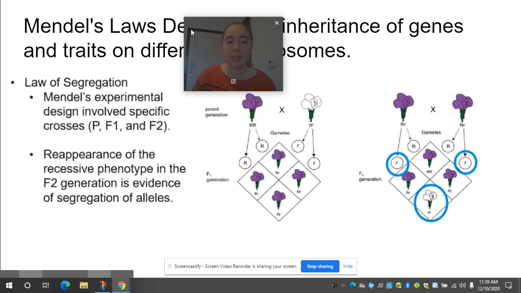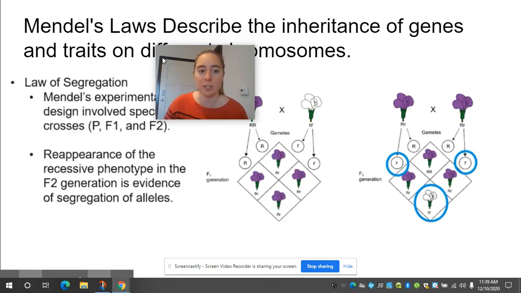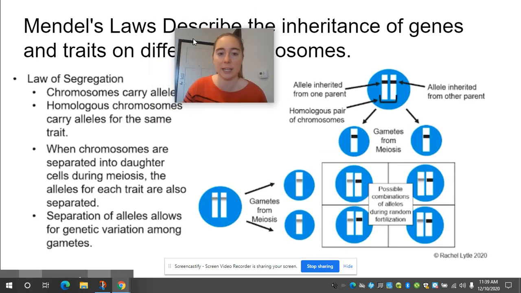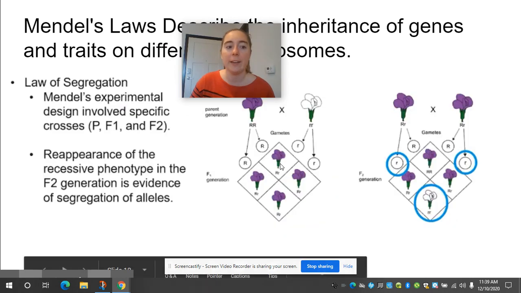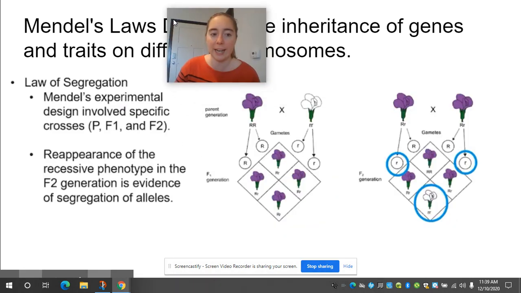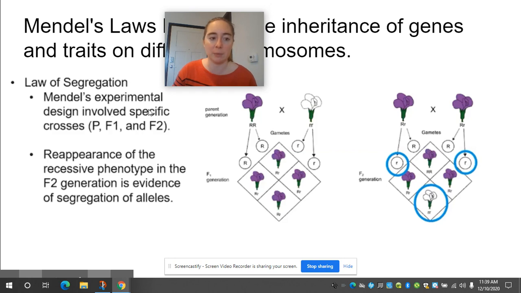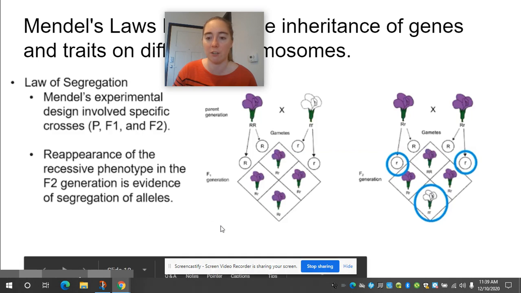We also will see here with the law of segregation. So here, let me go back one time. So here's the law of segregation. Then we're going to go to the law of segregation again, but we're going to look at this with Mendel's experimental design. He often looked at P, which is the parent generation, F1, which is the generation from the parents mating, and then an F2 generation after that as well. What he noticed is that there was a reappearance of the recessive phenotype in the F2 generation, and that's evidence for the segregation of the alleles.